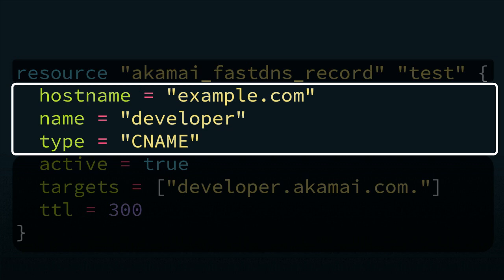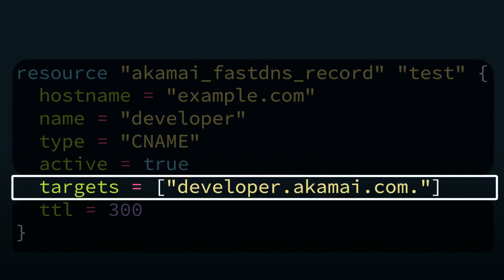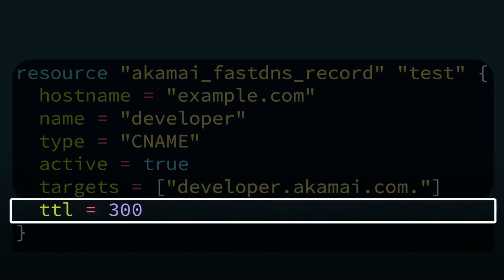Now, obviously, we want this to be active, so we need to set that to true. And then lastly, we want to set the targets. Now, as I mentioned, this is a CNAME, so we can only have one target. But if it were, for example, an A record or an IPv6 AAAA record, then you would be able to specify multiple targets. And then lastly, we want to set a TTL. So in this case, we're going to set that to 300, which is 5 minutes.